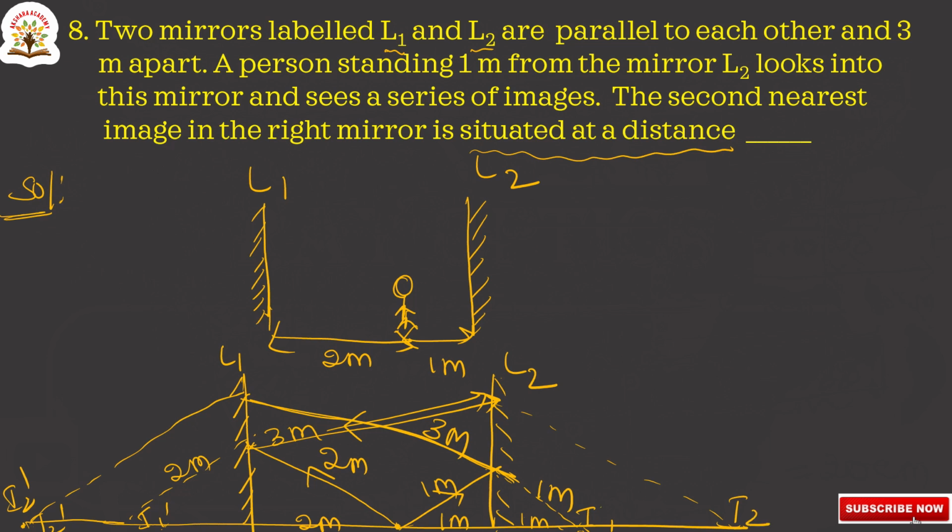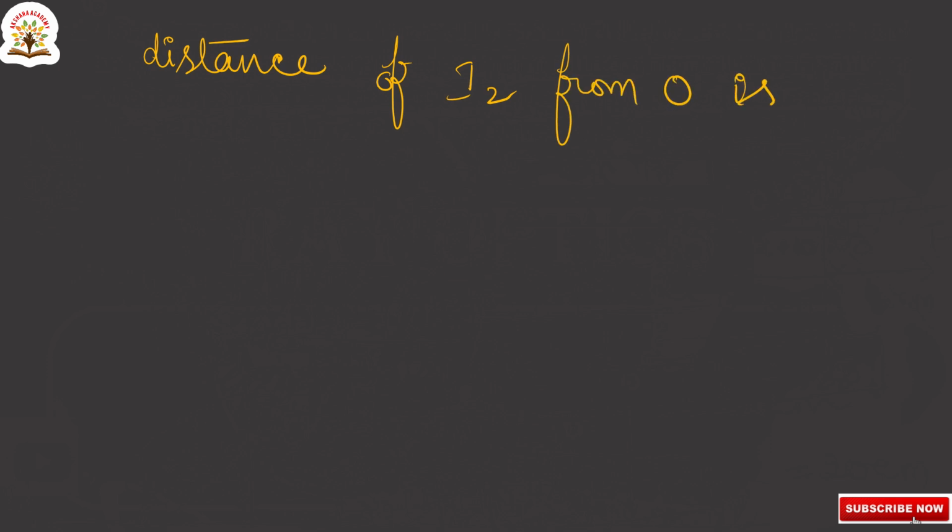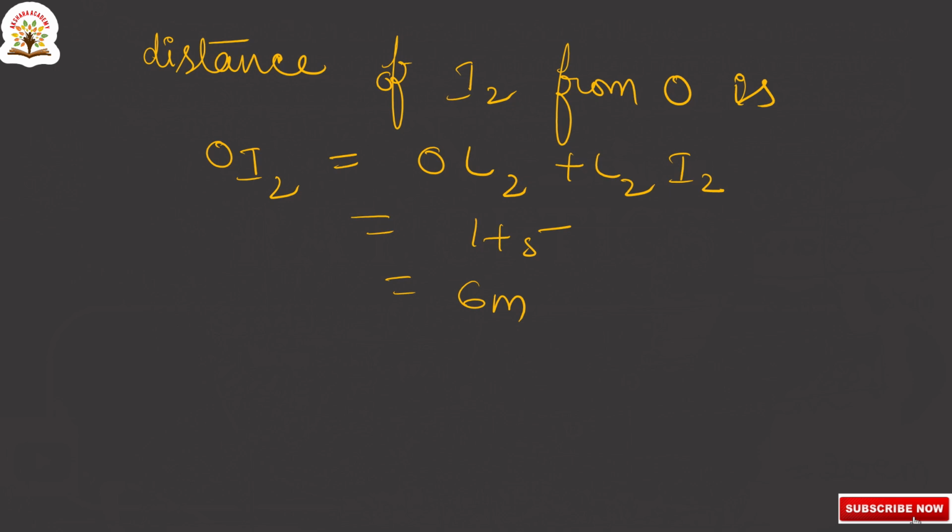Next, the distance of I2 from O, where O is nothing but the object. OI2 is equal to, from the figure, OL2 plus L2I2, that is equal to 1 plus 5, that is equal to 6 meters.